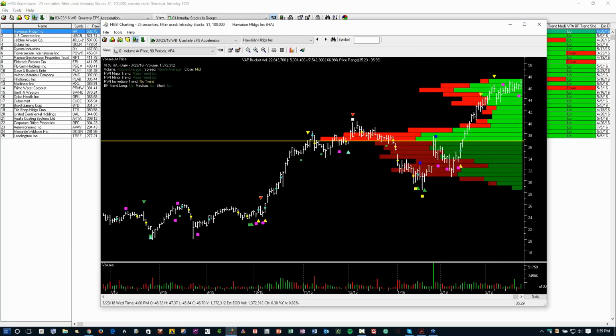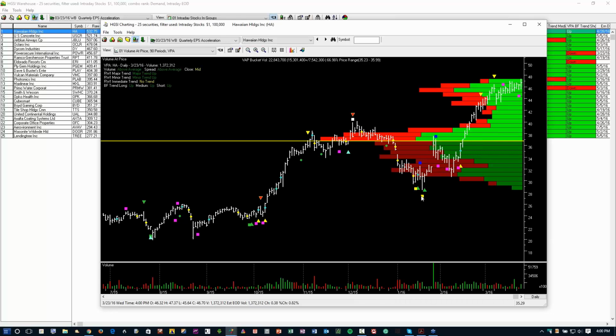Let's take a look at another chart. Here is a stock, Hawaiian Holdings. It's an airline, and it's been one of the leading stocks during this rally. And you can see from just a quick glance that it's primarily bullish based upon the buckets. Why? Because obviously it's going up.